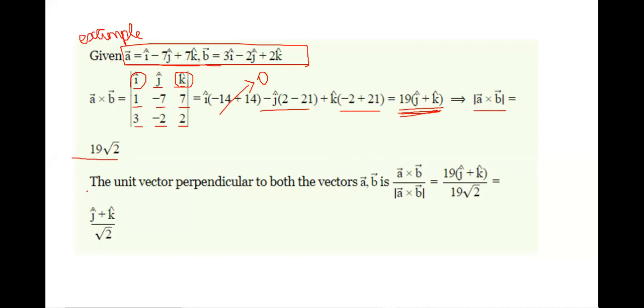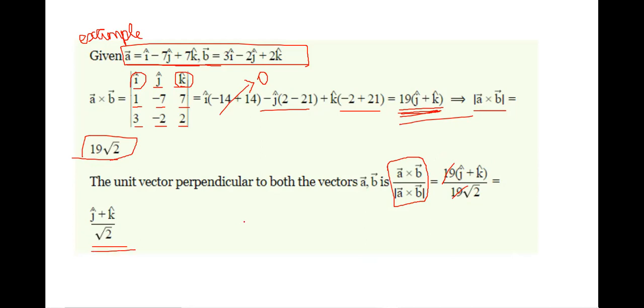What do you mean by saying that two unit vectors are said to be perpendicular? Yes, this is the formula to check whether the two unit vectors are perpendicular or not. So A vector cross B vector, we have got as 19 into j cap plus k cap, and the magnitude as 19 times the square root of 2. So 19 and 19 will get cancelled. The final answer is j cap plus k cap divided by the square root of 2.